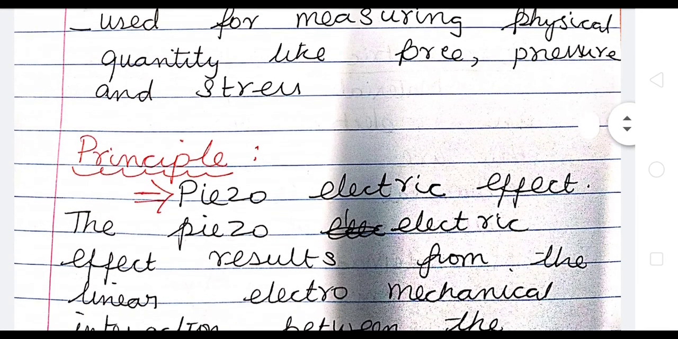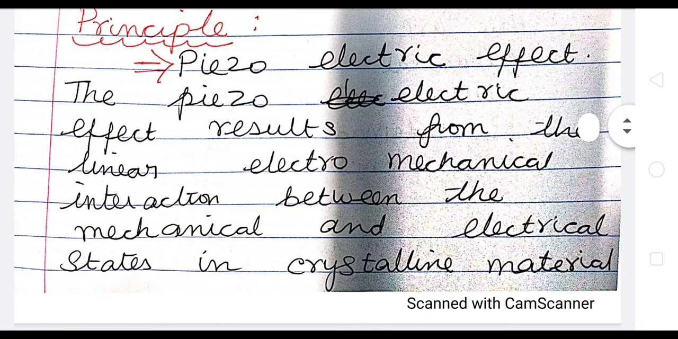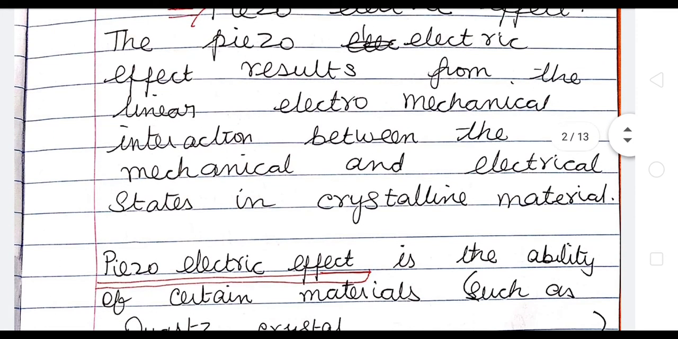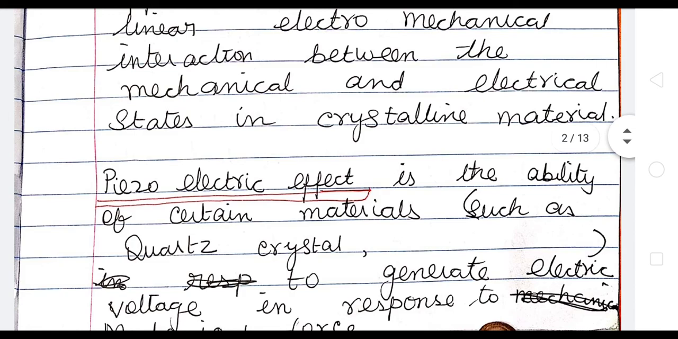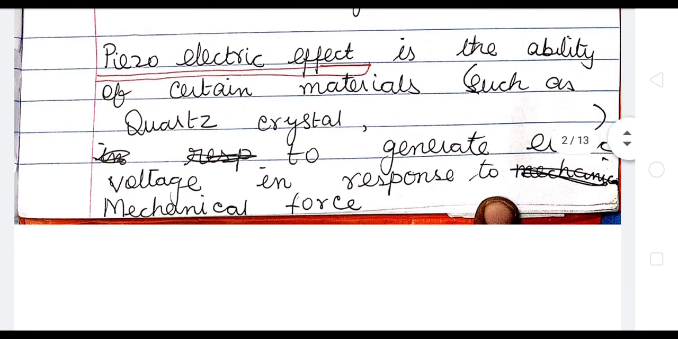The basic principle behind the piezoelectric transducer is the piezoelectric effect. The piezoelectric effect results from the linear electromechanical interaction between mechanical and electrical states of a crystalline material. That is, the piezoelectric effect is the ability of certain materials such as quartz crystal, rock salt, barium titanate to generate electrical voltage in response to applied mechanical force.